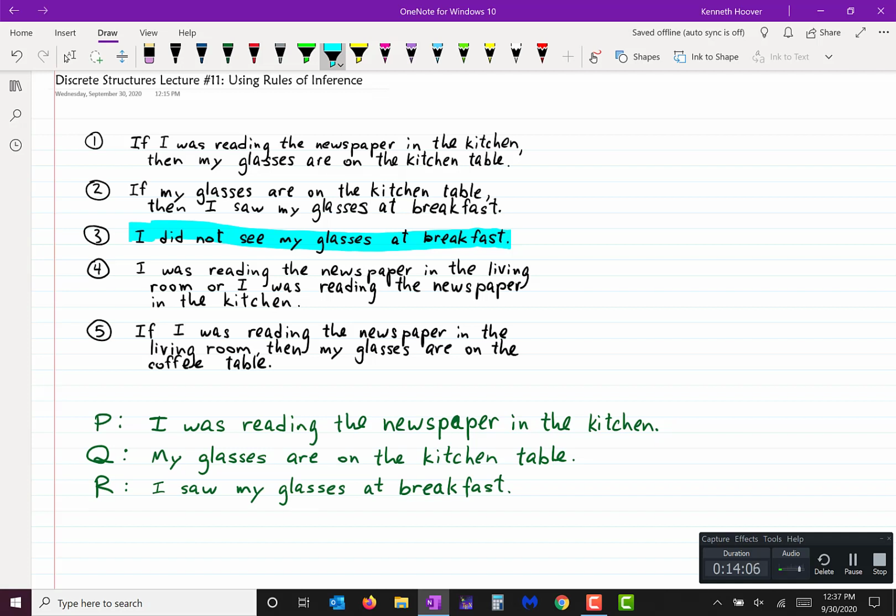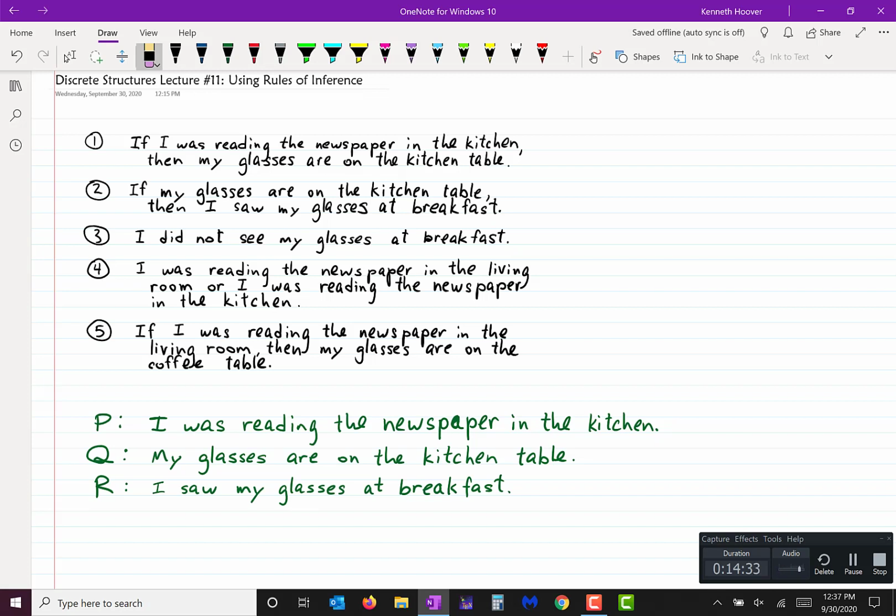We should try to introduce as few variables as possible. So since that statement I highlighted in blue is the negation of R, then I would rather just call it that instead of giving it its own variable, okay? Because we would like to have as few variables as possible. All right, let's move on.